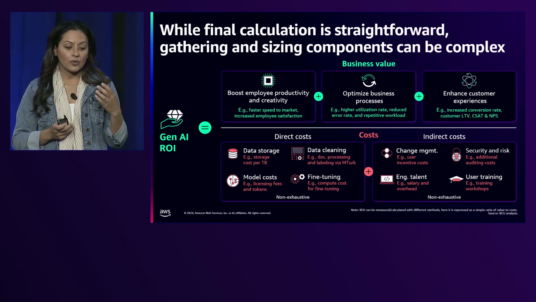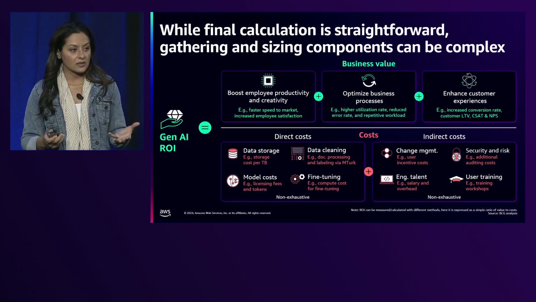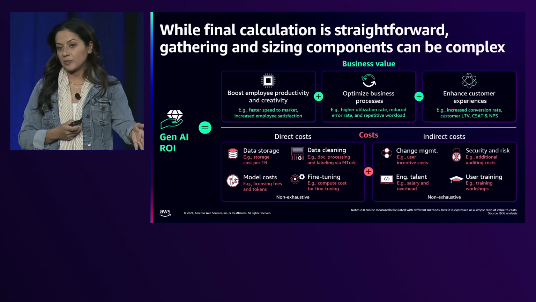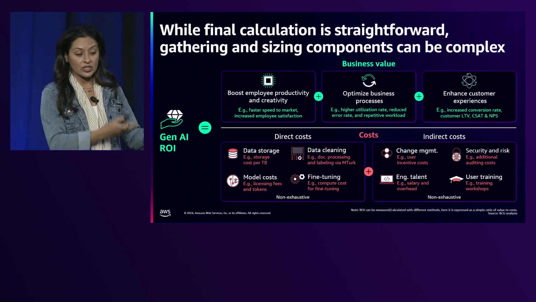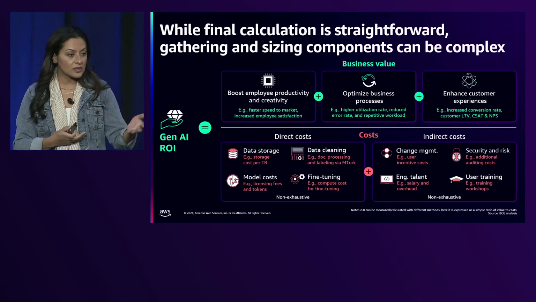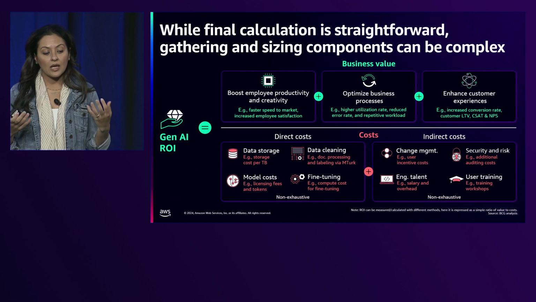So the first component that I would say most people are familiar with is direct costs. When we sit down and work with partners, when we evaluate costs for customers, this is where we spend a majority of our time today. It should start with the cost of your data, both data storage and data cleansing, as well as the direct costs obviously associated with the model costs or fine tuning.